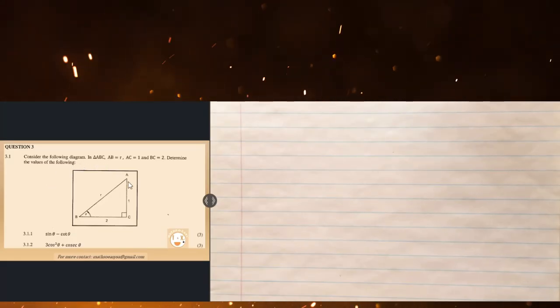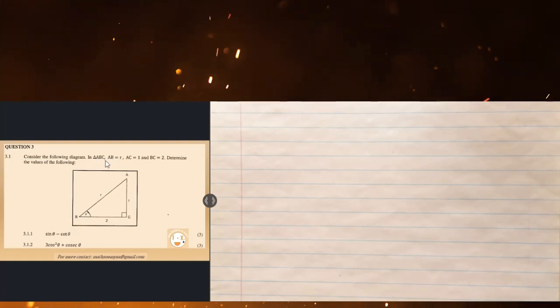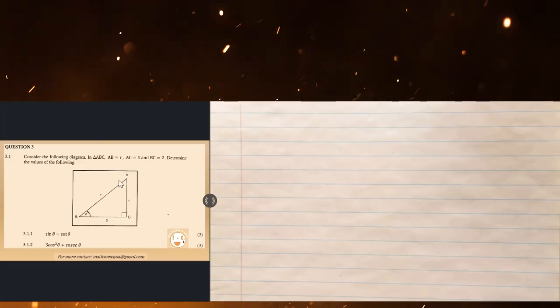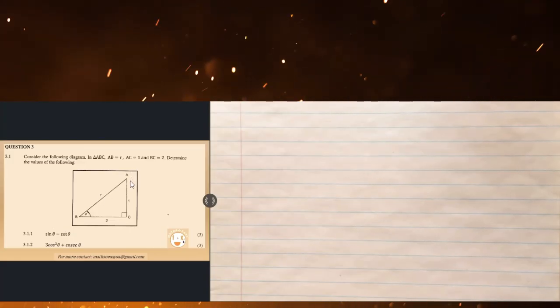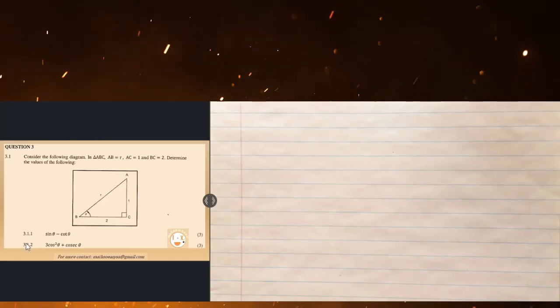So we are given this diagram and they say in triangle ABC, AB is r, AC is 1, the vertical, and BC is 2, the horizontal, which we can say base and height. Then they say determine the values of the following, and they give us these two sub-questions.